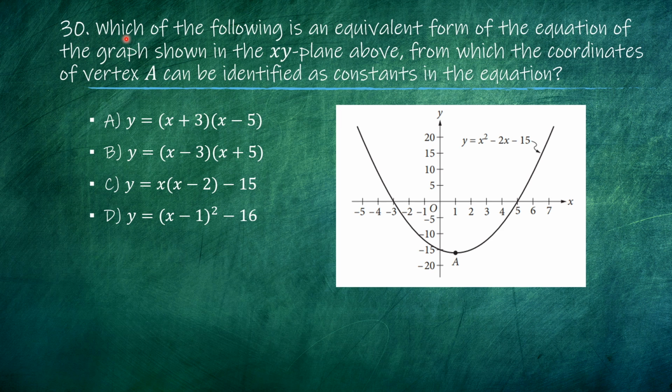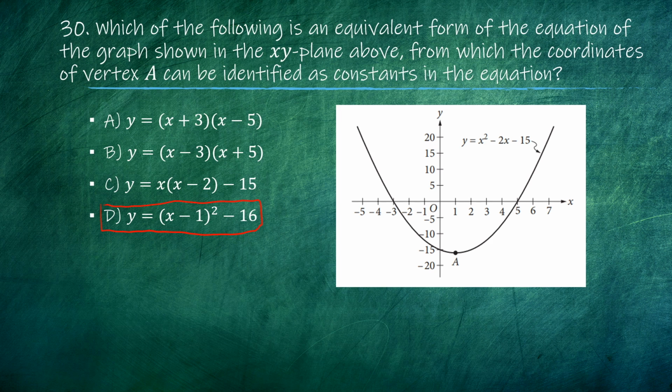Question 30. Which of the following is an equivalent form of the equation of the graph shown in the xy plane, from which the coordinates of a vertex can be identified as constants in the equation? Go ahead, pause this video and try to solve the question. The answer is D.